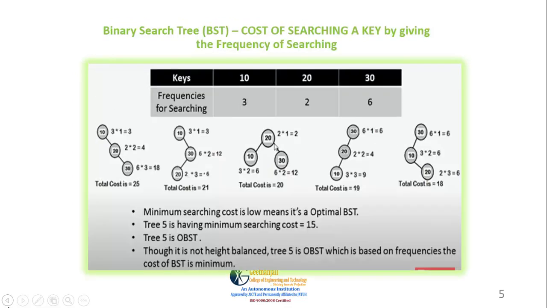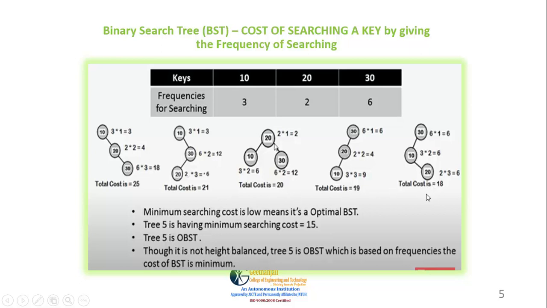Now let us take the data in the same tree, but here the frequencies are different. The key element 10 you are accessing 3 times, the key element 20 you are accessing 2 times, and the key element 30 you are accessing 6 times. Okay, so the frequency is 6 times for that particular element that you are searching. If this is the scenario, the total number of comparisons for each tree is, for the first tree 25 comparisons are required, for the second tree 21, then 20, 19 and 18.